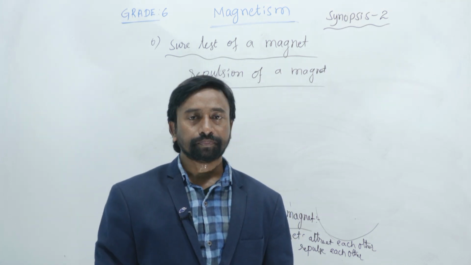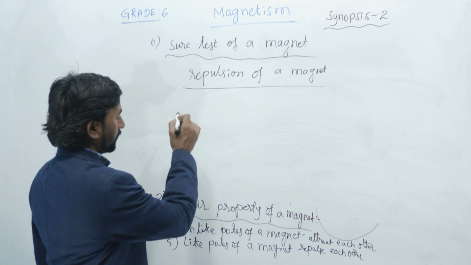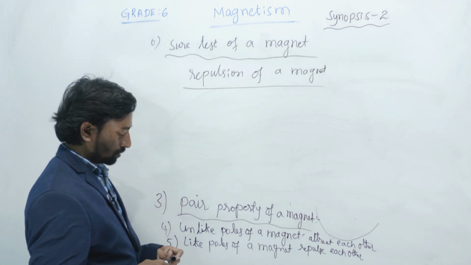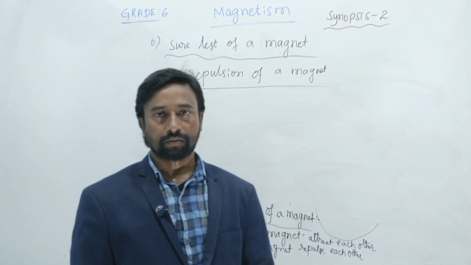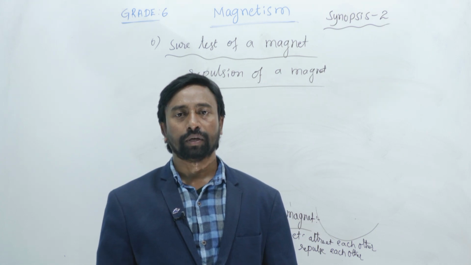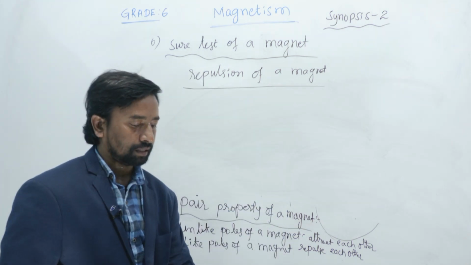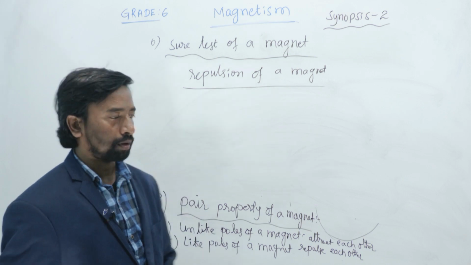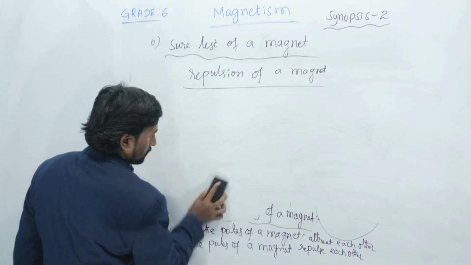So these are all the properties of the magnet. Now we are going to see some of the terms related to the magnetic property of the magnet, and we will learn them now.